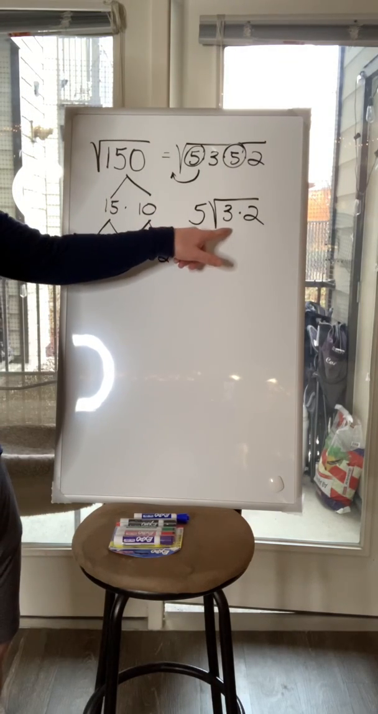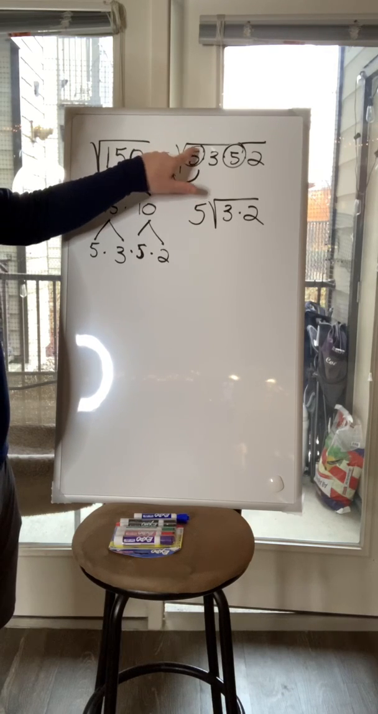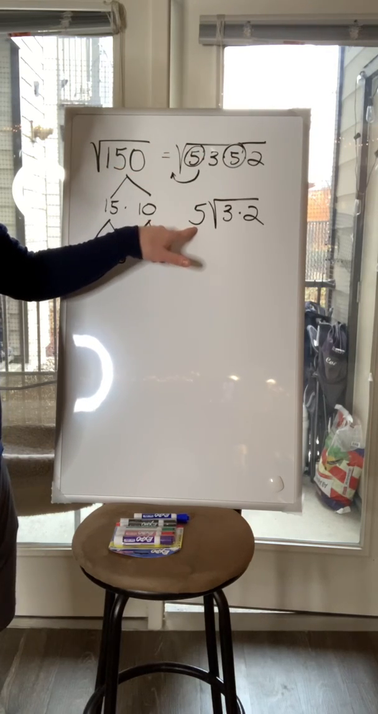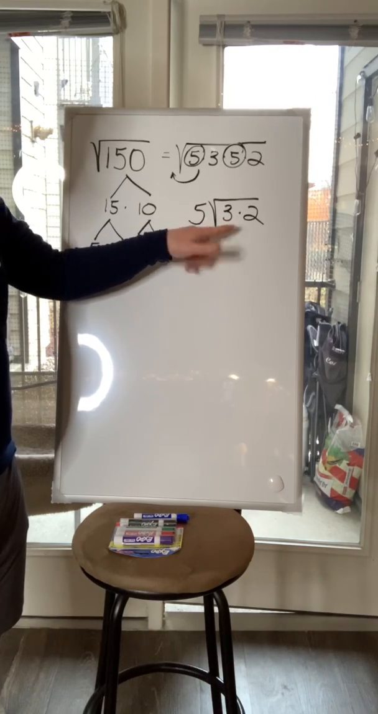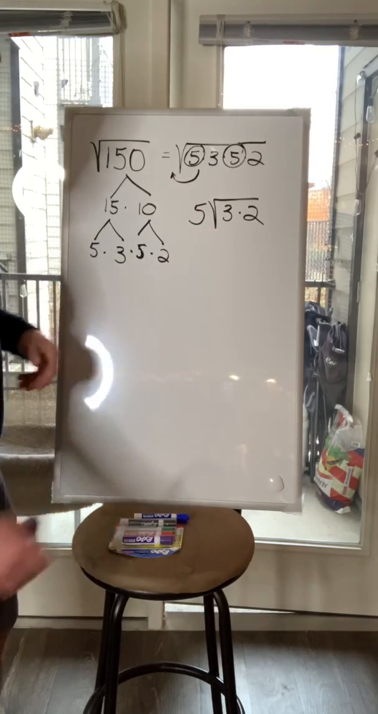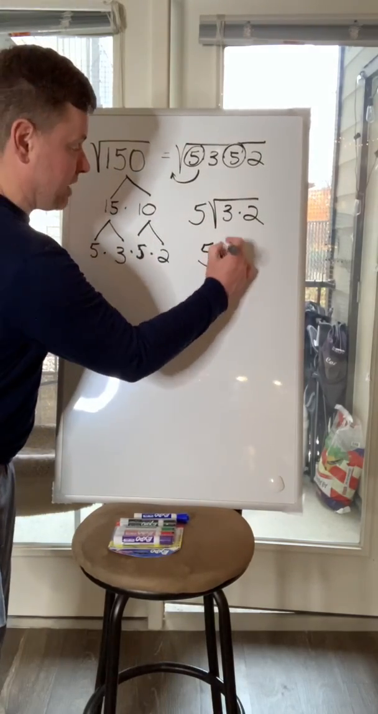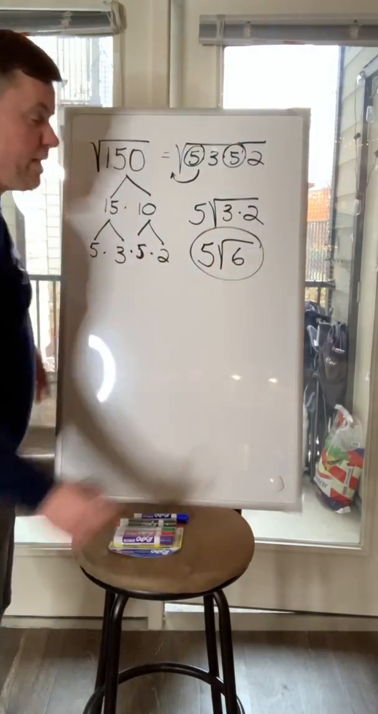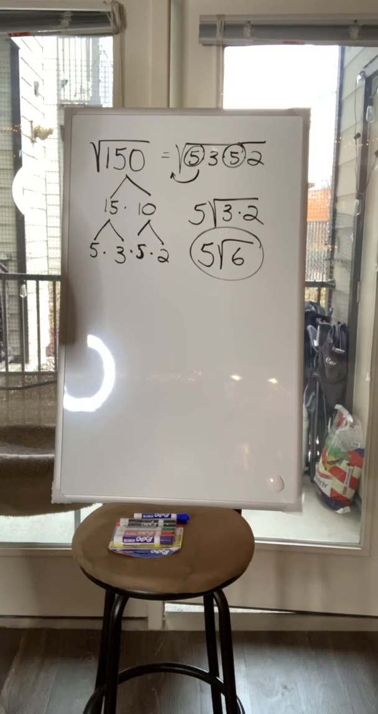Now at this point, there's nothing else we can take out because we can only take out pairs. The square root of 5 times 5 is 5, so that came to the outside. And now what we're left with underneath is 3 times 2, so there's nothing left that we can do. So for our final answer, we multiply the 3 and the 2 back together, and that would be 5 times the square root of 6.